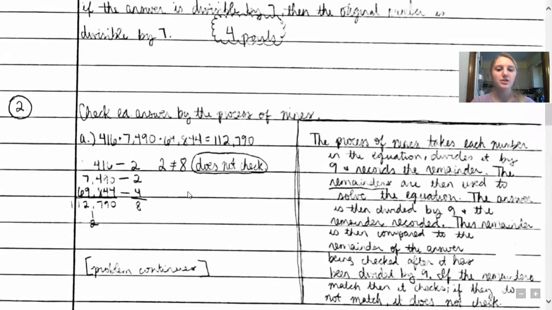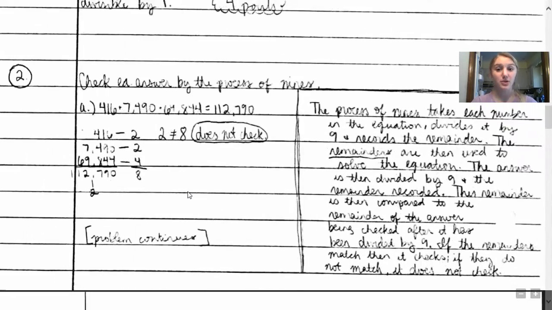All right, question number 2 asks that you check each answer by the process of 9s. I have the process of 9s explained right here, but it basically takes each number in the equation and divides it by 9, and then takes the remainders of those numbers and solves the original equation with the remainders. So 416 divided by 9 has a remainder of 2. 7,490 also has a remainder of 2. 69,844 has a remainder of 4. Added together, that equals 8.